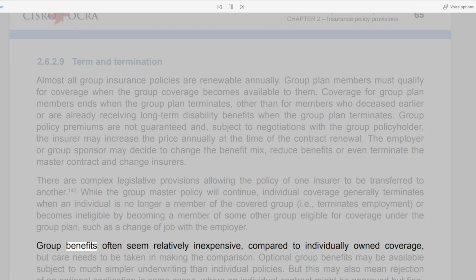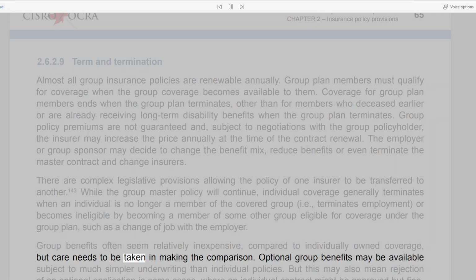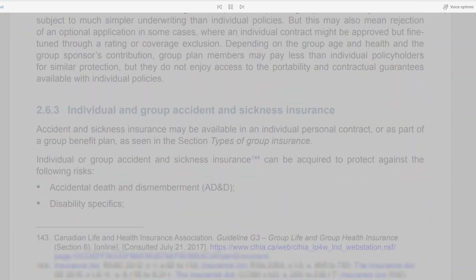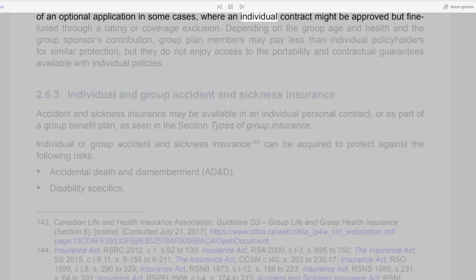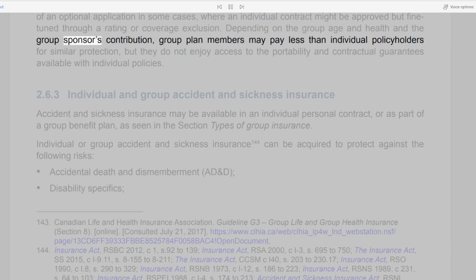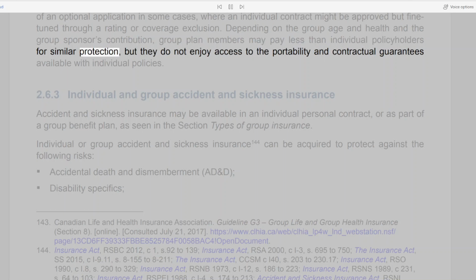Group benefits often seem relatively inexpensive compared to individually owned coverage, but care needs to be taken in making the comparison. Optional group benefits may be available subject to much simpler underwriting than individual policies. But this may also mean rejection of an optional application in some cases, where an individual contract might be approved but fine-tuned through a rating or coverage exclusion. Depending on the group age and health and the group sponsor's contribution, group plan members may pay less than individual policyholders for similar protection, but they do not enjoy access to the portability and contractual guarantees available with individual policies.